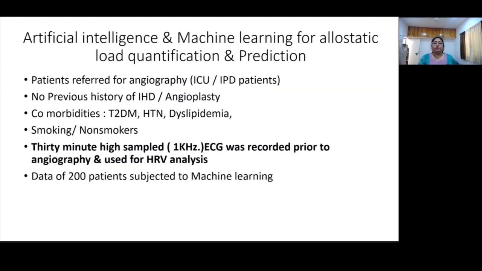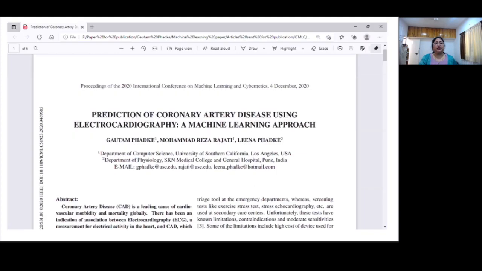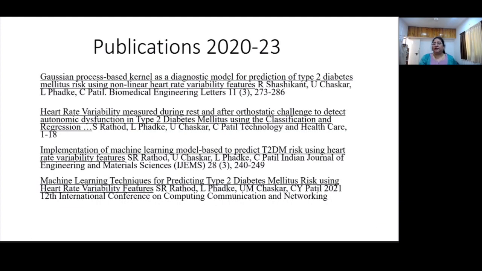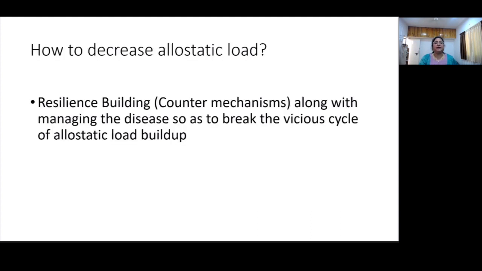Then we have also used artificial intelligence and machine learning for allostatic load quantification and prediction. We have presented this study at the International Conference for Machine Learning and Cybernetics in the US. Then these are other publications related to the use of artificial intelligence. So technologically also we want to go ahead with this.